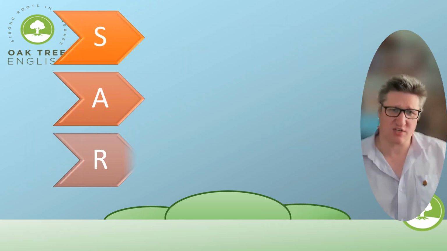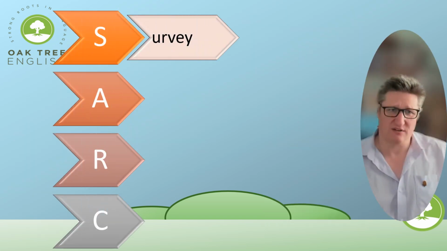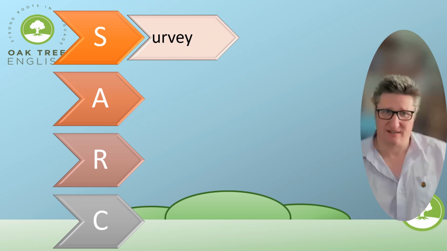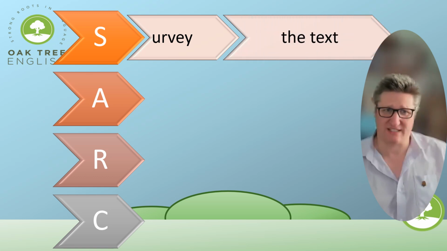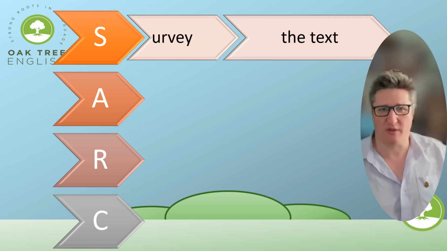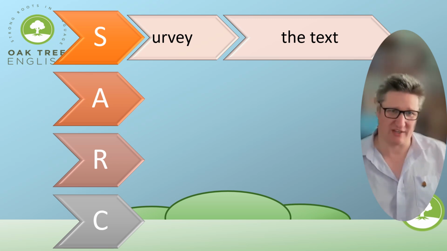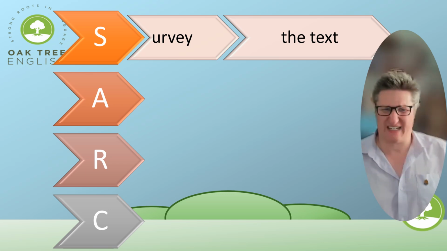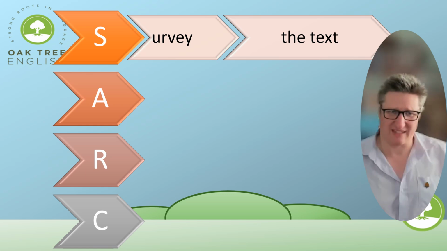SARC stands for Survey, Analyse, Reference and Check. The first thing you should do is survey your text. That is, skim read it, letting your eye jump from paragraph to paragraph without majoring on the minors. That is, emphasizing the details. You're just getting an overview so you can navigate the text better later on.